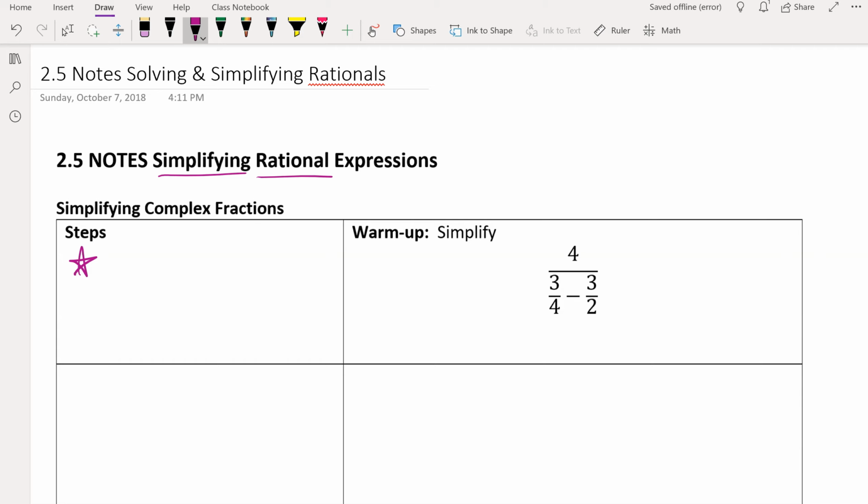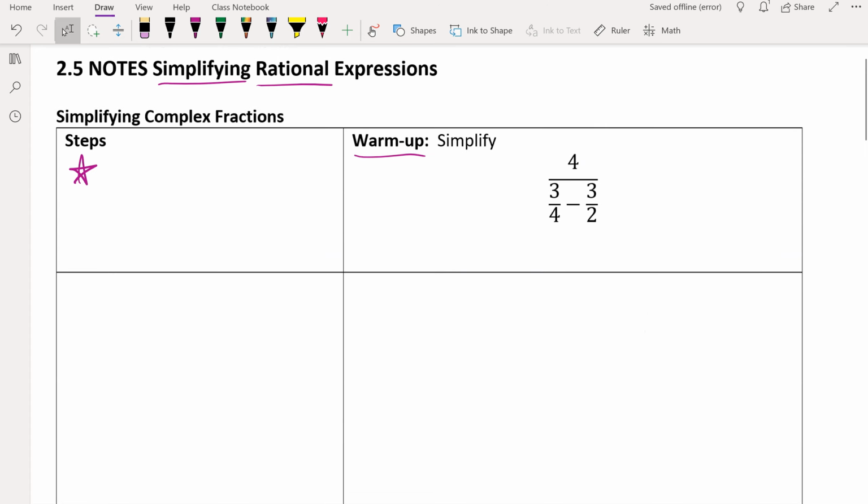We're going to get some steps in our notes, and we're starting with this example or warm up. We're only going to do one of these, so make sure that you write this example down. We have 4 over 3/4 minus 3/2, or 4 over 3 over 4 minus 3 over 2. Okay, so obviously this is a complex looking fraction, and that's why we're learning to simplify it.